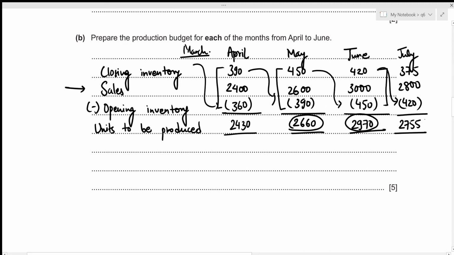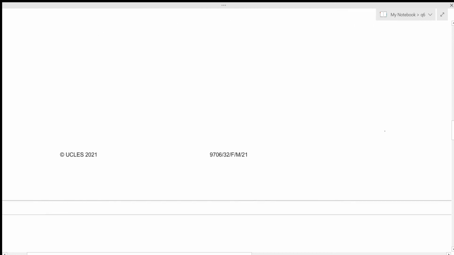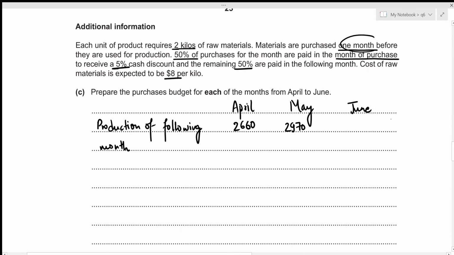Now for these units produced in the month of July, the raw materials will already be purchased in the month of June. So we're going to write down this number for the month of June. That's 2755. Okay, and we are also told that each unit of products require 2 kilos of raw materials, right? So we just have to multiply that 2 to the number of units for each of these 3 months. So I'm just going to write down the kilos per unit.